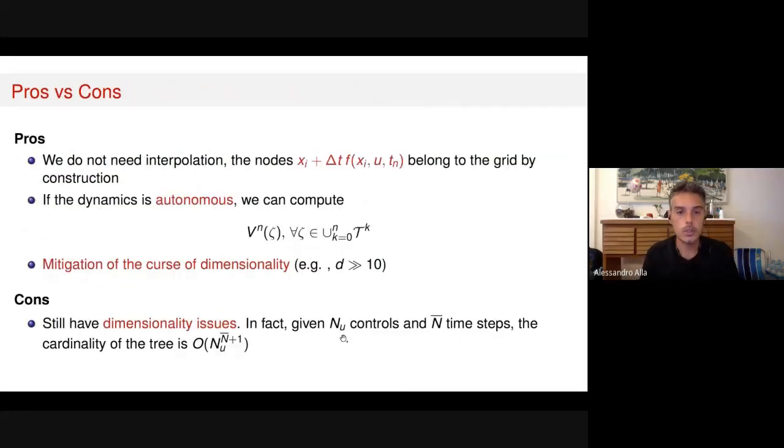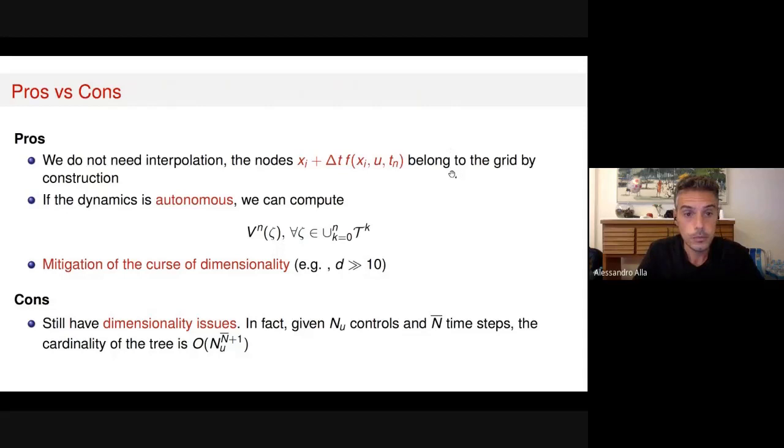What are the pros of this approach? First of all, we don't need an interpolation operator, because any time we do one step of the Euler method, we fall on a node of the tree, because this was pre-computed. Of course, I keep assuming that the control set is discrete.